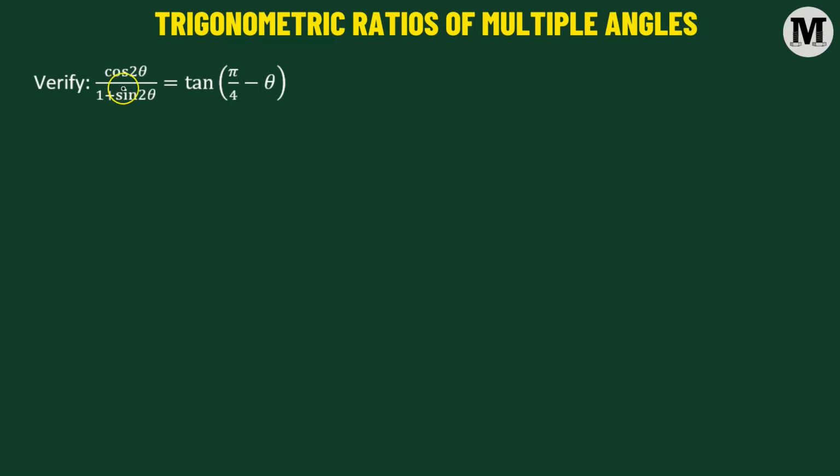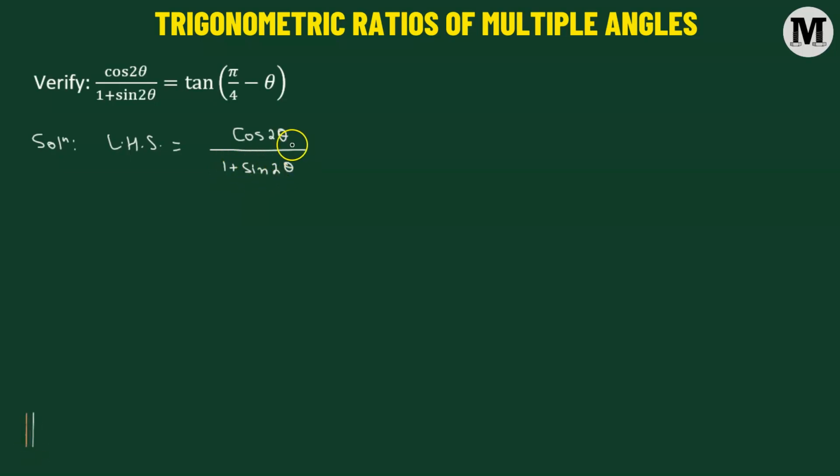So here we need to verify that cosine of 2 theta divided by 1 plus sine 2 theta equals tangent of pi over 4 minus theta. Let us begin. So we'll start our problem from the left hand side. So here we have cosine of 2 theta divided by 1 plus sine 2 theta.